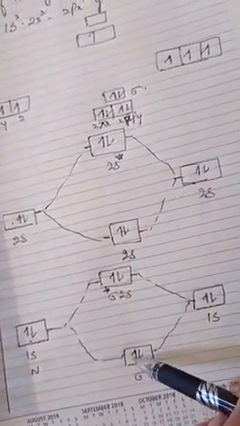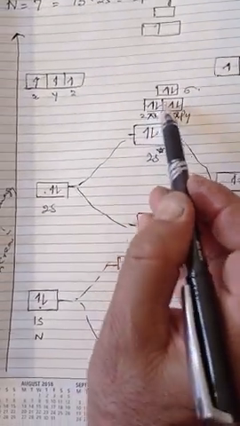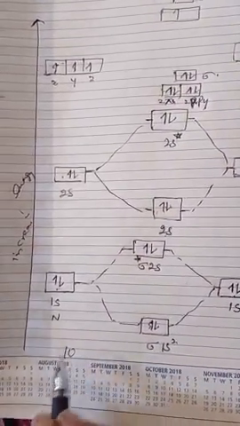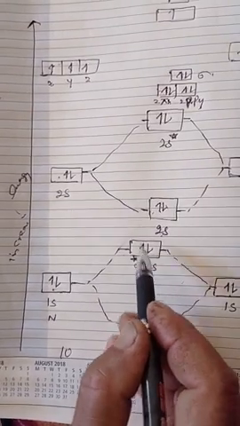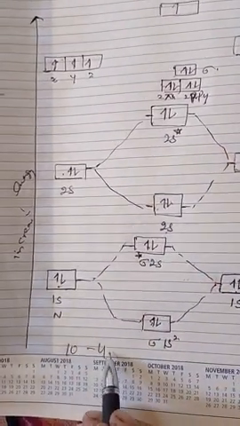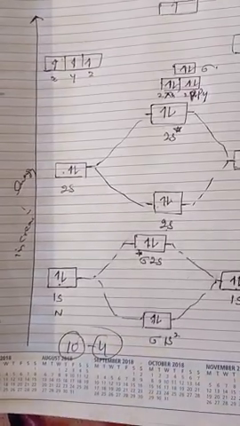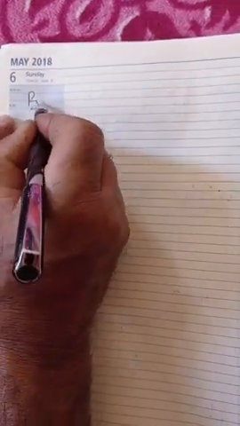There are how many electrons? 2, 2, 4, 2, 6, 8, 10. There are 10 bonding electrons, and in anti-bonding there are 2, 2 are 4, so 4 are anti-bonding. So bonding electrons are 10 and 4 are anti-bonding. So we will write here now the bond order. What will be the bond order?